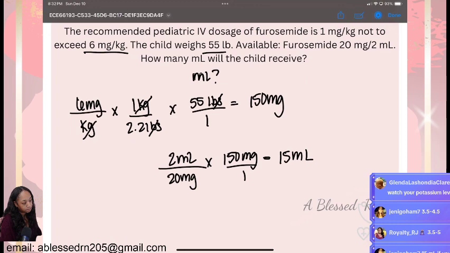And what else can I ask you about potassium? Okay, true or false, if you are given potassium IV, should you push this drug rapidly? True or false?